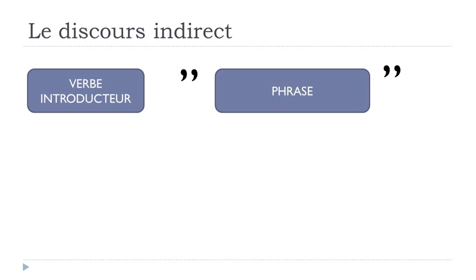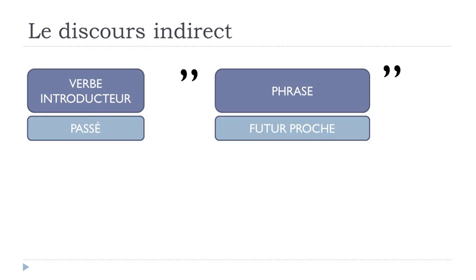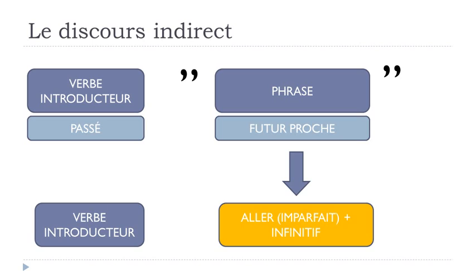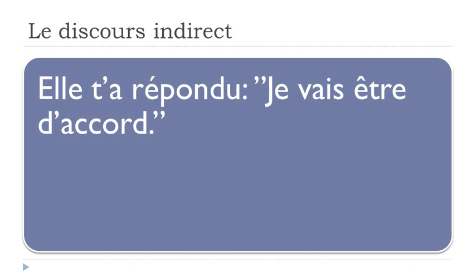Okay? So now, if we've got the futur proche in the second part, this futur proche will become aller, and it should be at the imparfait form plus l'infinitif. And so, elle t'a répondu, je vais être d'accord. So keep in mind that when we talk about this futur proche, well, it's aller anyway, but in that case, it's at the present form. Je vais, I am going to be, okay, je vais être, we want to make the liaison, je vais être, so I am going to be, and in that case, as I said, it's the present form.